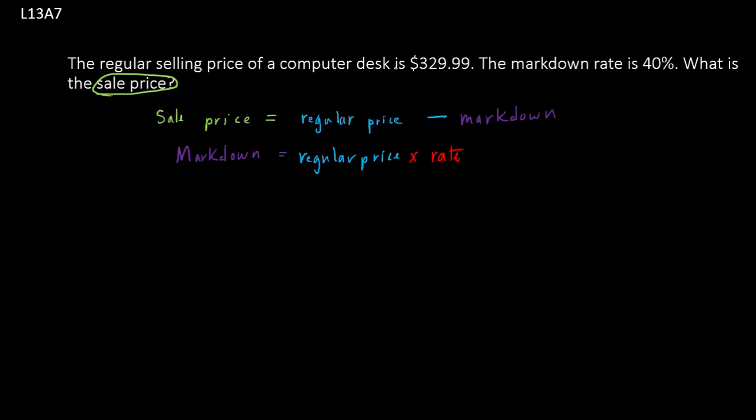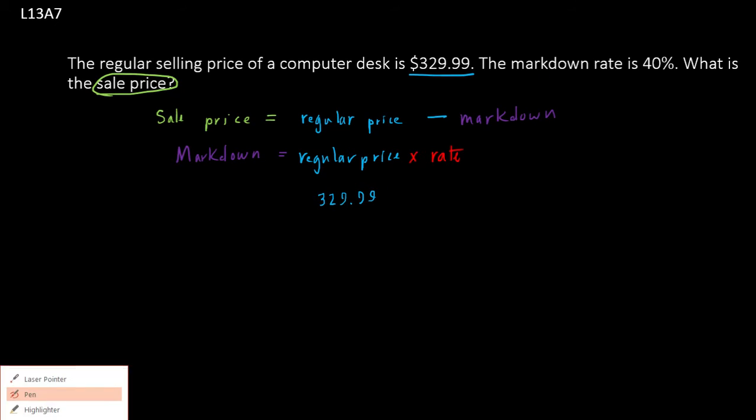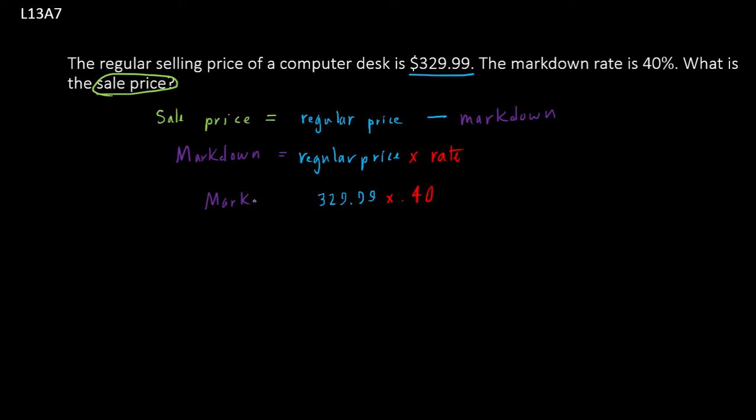So let's start by plugging in what we know. We know that the regular selling price is $329.99. Perfect. So let's plug that in, $329.99. And I know that the markdown rate is 40%. So look at that. I know all the information I need to solve for markdown. So our markdown is equal to $329.99 times 0.40.